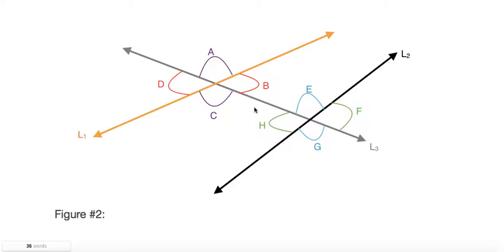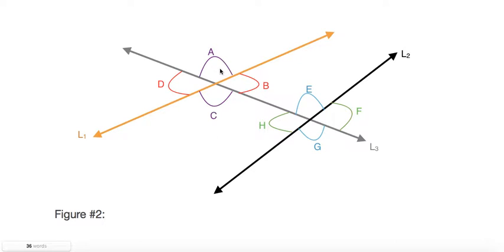And again, we can talk about the relationship between vertical angles. So in purple I have angle A and angle C. These are two vertical angles and they are congruent. Angle B and angle D are a pair of vertical angles and they are also congruent. For the intersection of L2 and L3, in blue we have E and G as vertical angles and they are congruent, and F and H as vertical angles and they are also congruent.